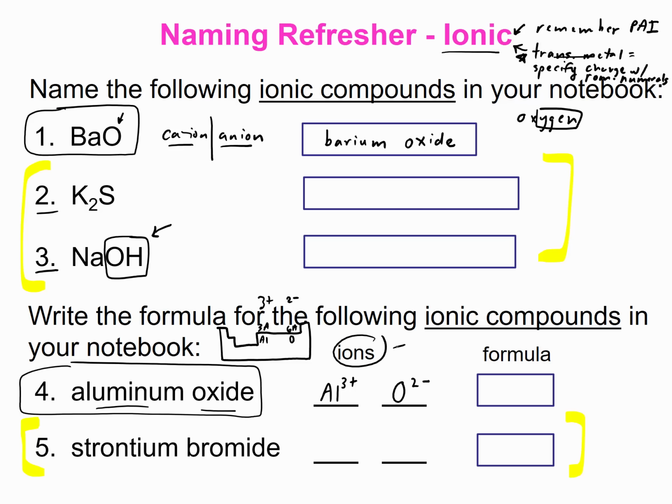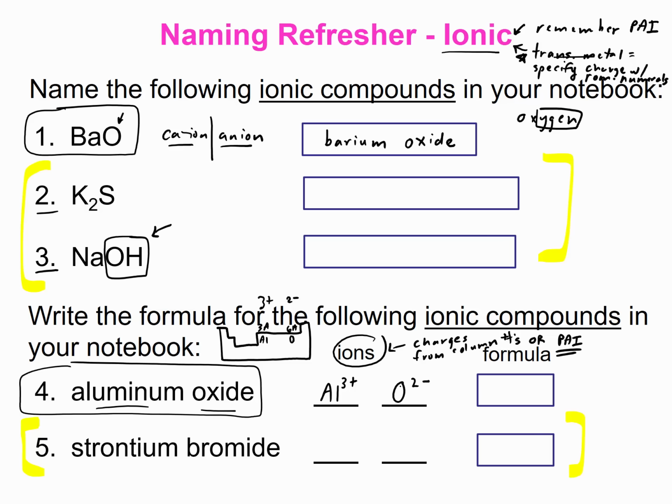So remember, with ions, the charges are from the column numbers. So use your periodic table, or it could be a polyatomic ion, and in that case it would have to come from memory, from memorizing them.